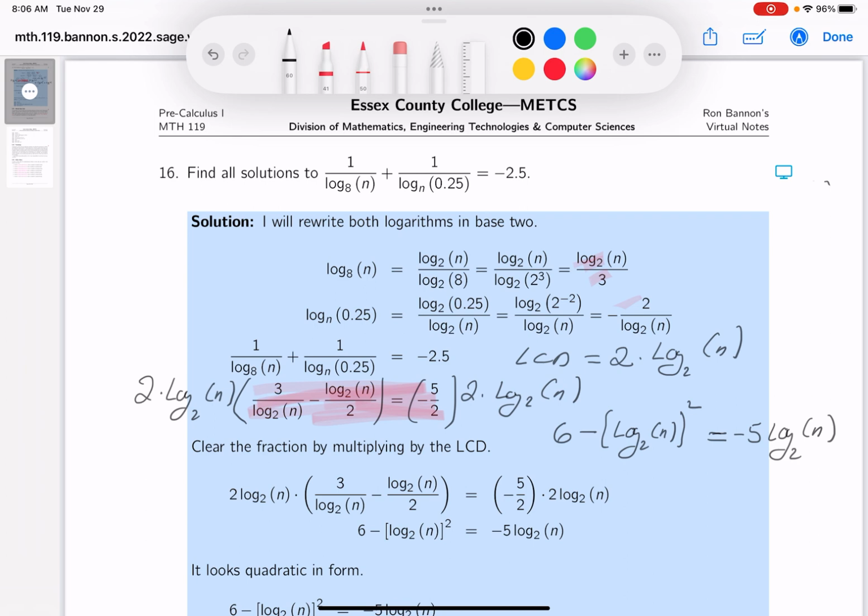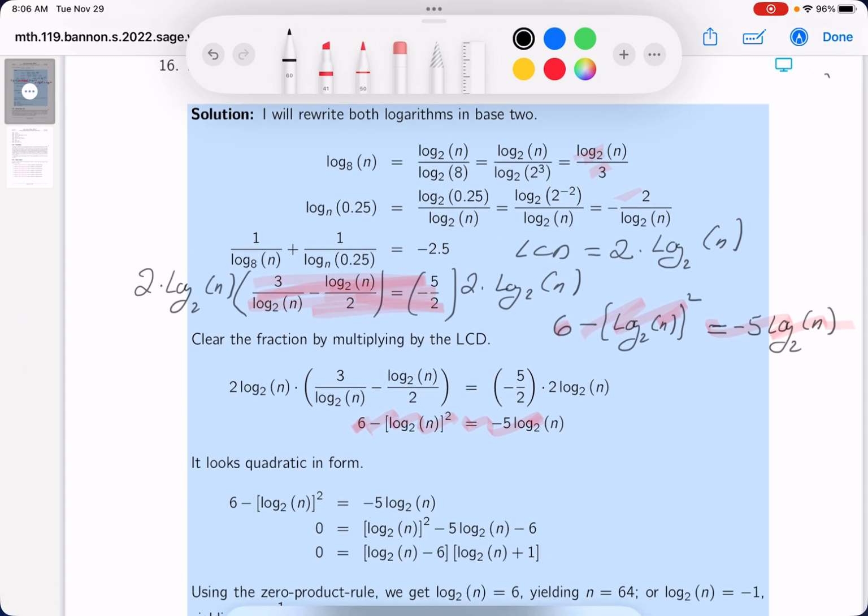So right now, I'm at the second milestone. I got this log being squared, and I got this over here. Now, granted, someone looking at it might say it's even worse than it was before, but not really. I've got something that looks quadratic in form. So I want to rewrite it so it really does look quadratic in form. I'm going to solve for 0, and you would get 0 equals log base 2 of n, that thing squared, minus 5 log base 2 of n minus 6. And I'm going to factor that now.